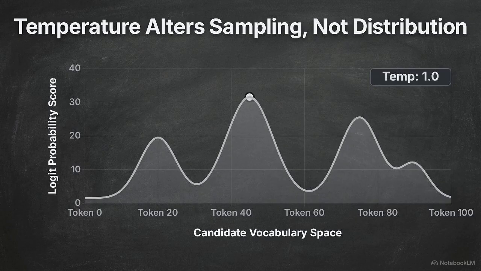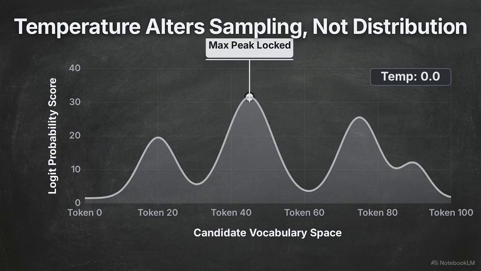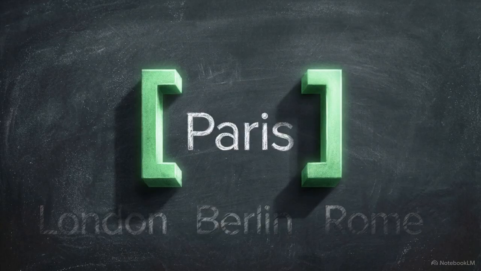At a standard high temperature like 1.0, the sampling algorithm behaves stochastically. The selector is allowed to jump randomly across the curve, picking from various high and low probability peaks to generate creative variations. When you dial that temperature down to 0, you execute a very specific mathematical function. The sampling algorithm is forced to rigidly lock onto the single highest probability peak, completely ignoring all other options. We call this collapsed output variation.